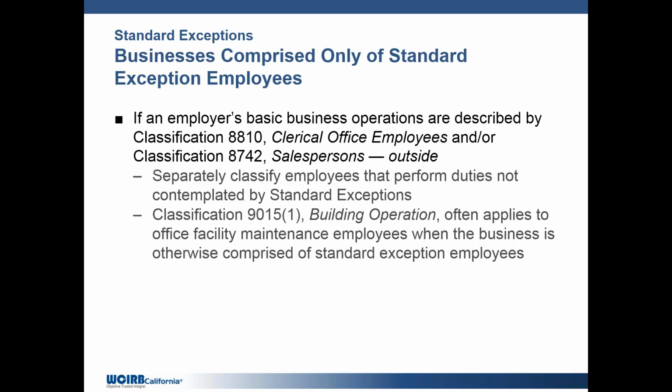Some businesses are comprised only of standard exception employees. The USRP contains an example of an investment firm where all employees are qualified for assignment to clerical office or to outside salespersons. However, if this employer hires an employee to perform cleaning and maintenance operations around the office, this new employee will not meet the definition for either an outside salesperson or a clerical office employee. Such maintenance employees are separately classified as 9015, suffix 1, building operations, when the employer is otherwise limited to standard exception classifications.